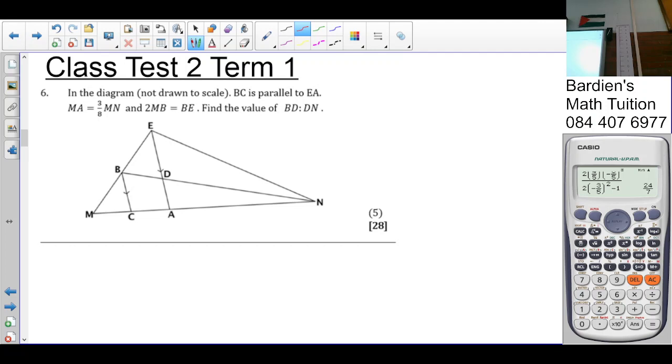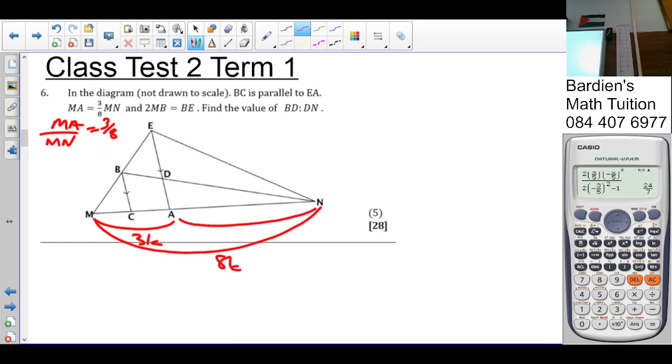So if MA, I'm going to divide both sides by MN. So it's going to be 3 over 8. So MA is going to be 3K. MN is going to be 8K. So NA is 5K. Then we have MB, divide both sides by BE, and then both sides by 2, we get 1 over 2. So MB is going to be A, BE is 2A. And I'm going to use K again because that's on the other side of the triangle.